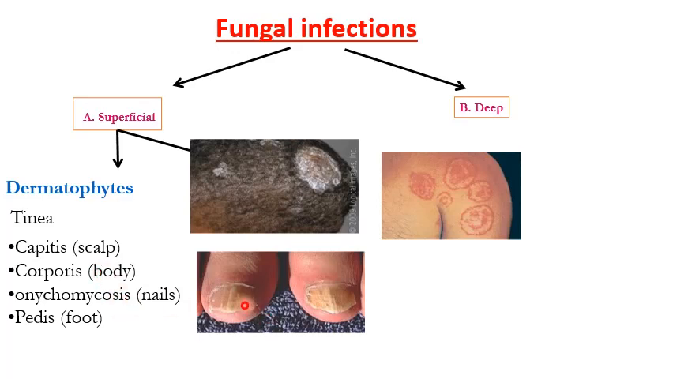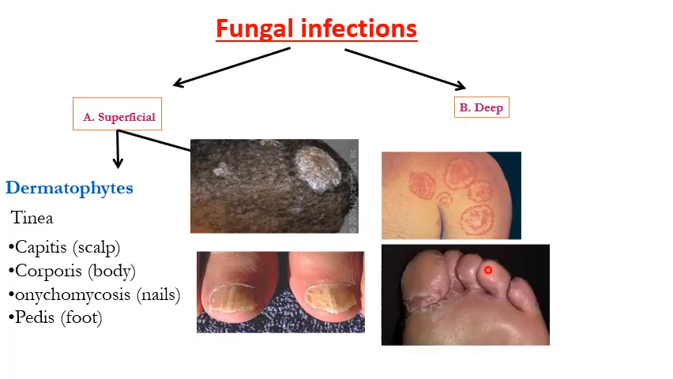The nail is thickened and yellowish in color, and it also affects the foot, the athlete's foot. It occurs with exercise and sweat secretion. It causes maceration of the toe webs and infection of the foot. This is called athlete's foot or tinea pedis.